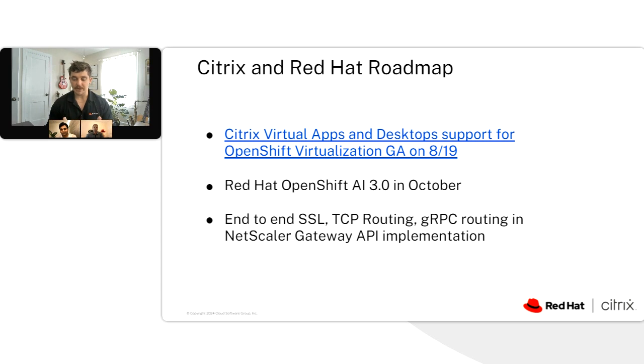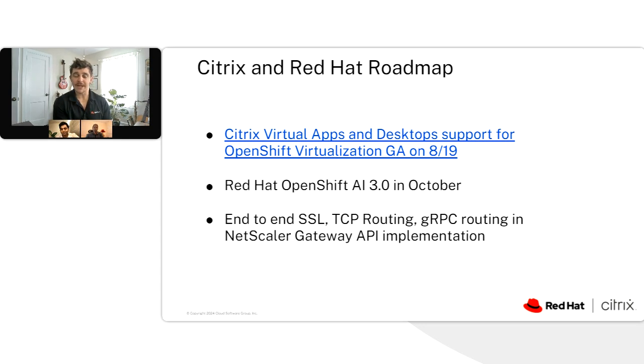So if you guys haven't seen any of the news between Citrix and Red Hat, in addition to the Gateway API functionality, Citrix has also come out with support for virtual apps and desktops on OpenShift Virtualization in the mid-August timeframe. Gary had done a quick overview around OpenShift Virtualization earlier in the discussion today. Now you're able to actually run Citrix virtual apps and desktops, so your VDI workloads, on OpenShift Virtualization, just furthering the commitment and support from the Citrix and the Red Hat side.